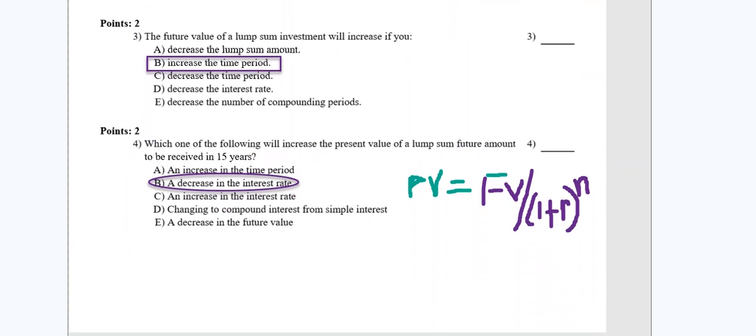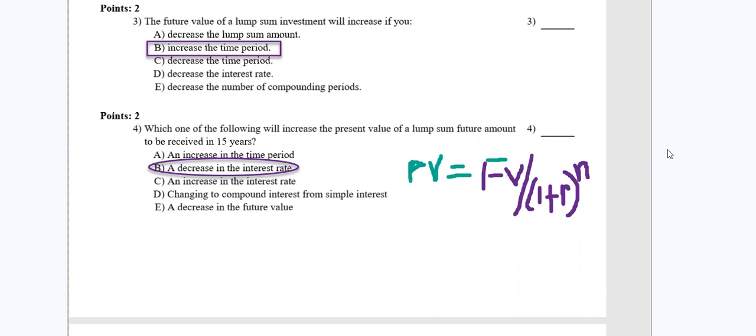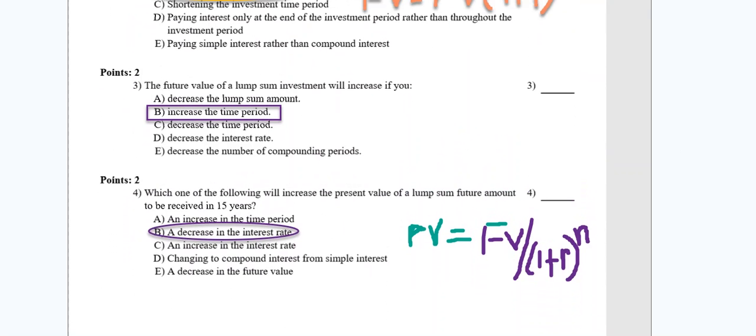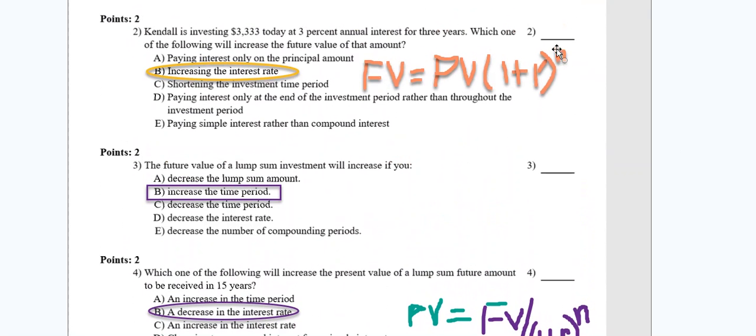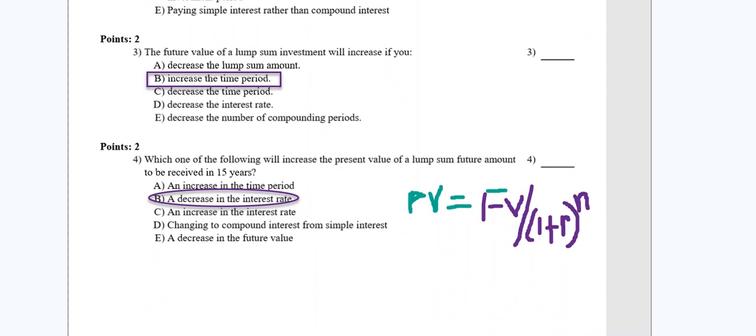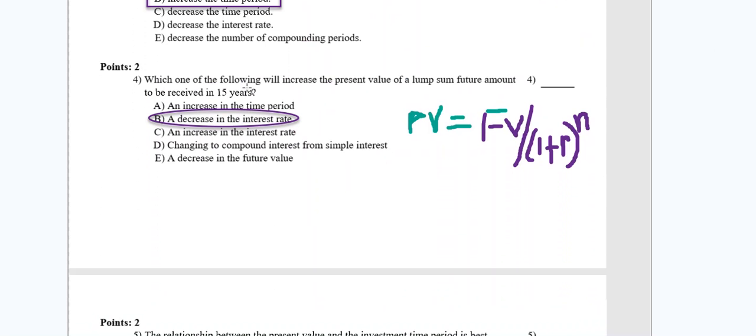The third question is the future value of a lump sum. So the future value can increase if you increase the number of years of payments. As I explained earlier, how do you increase the present value? Use the same equation, because present value is inversely related to those terms, 1 + r and n. So any decrease in interest rate increases the present value.